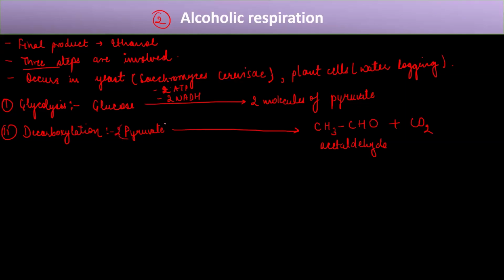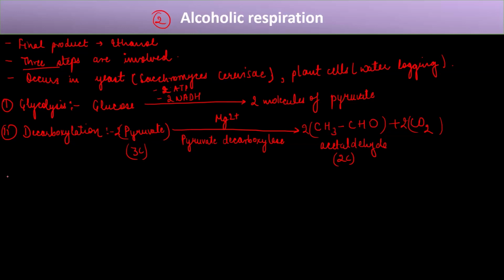Now it's 2 molecules of pyruvate from 1 glucose, so you will have 2 carbon dioxide formed here. The product is called acetaldehyde, and this takes place in the presence of the enzyme pyruvate decarboxylase, and a cofactor, that is magnesium ion. So this pyruvate that was 3 carbon is getting converted into acetaldehyde, a 2 carbon molecule, with the release of 1 carbon dioxide.